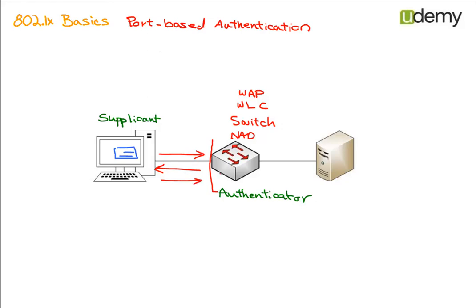NAD. And it says that, okay, I could not authenticate you directly. I should ask another party. And ask who? The authentication server. The authentication server could be an ISE, Cisco Identity Services Engine, or ACS, Cisco Access Control Server, which are the two products that we are going to talk about in future lectures.